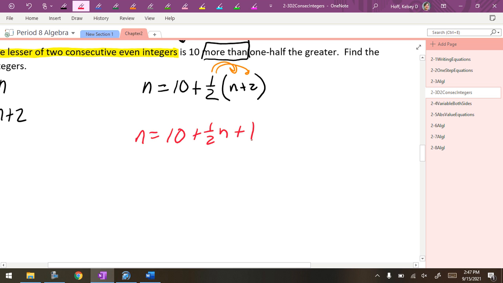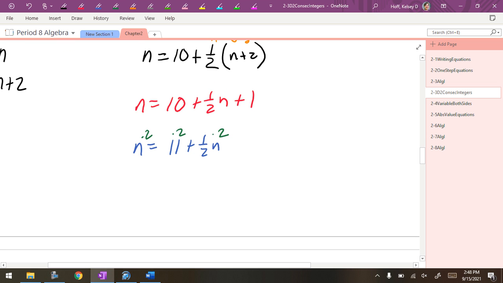Now what should I do? I would combine like terms. So n equals 11 plus 1/2 n. At this point, I'm hating fractions. What did we learn yesterday? You can get rid of them. How? Well, I got to multiply by what? All you need to get rid of is the denominator, but we got to do that to everything. So I wind up with 2n equals 22 plus 1n. Now we're rocking and rolling because, praise the Lord, we don't have any more fractions.